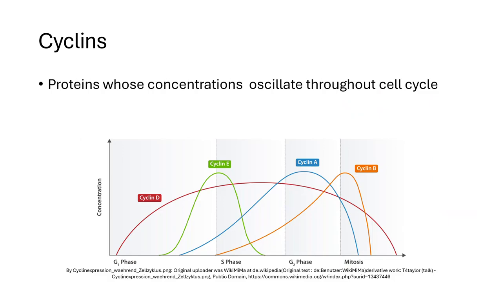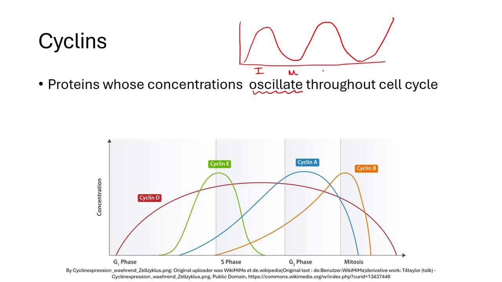So cyclins are these proteins whose concentrations are going to change throughout the cell cycle. We say they oscillate. That means they fluctuate with a regular repeating pattern. So if we were graphing this over time and you looked at the concentration of a certain cyclin, it would go up at certain parts of the cell cycle and then go down, then go up when the cell enters that part of the cycle again, and then go down. So for instance, this could be interphase, this could be mitosis, interphase, mitosis, etc.